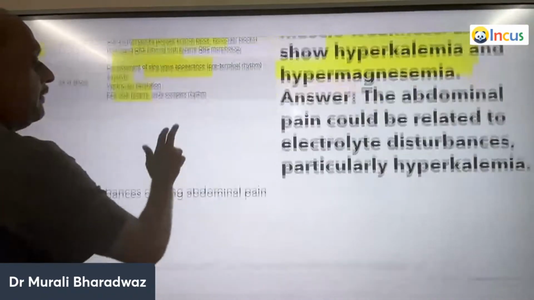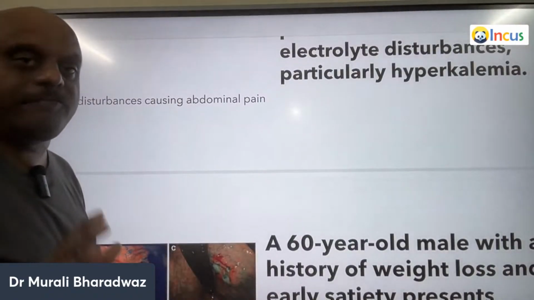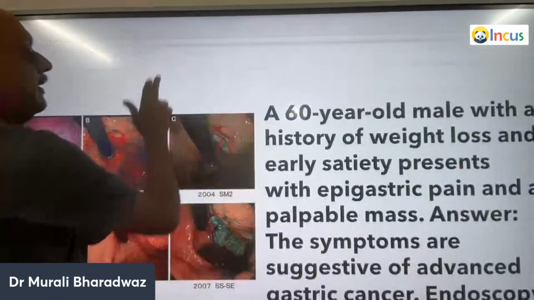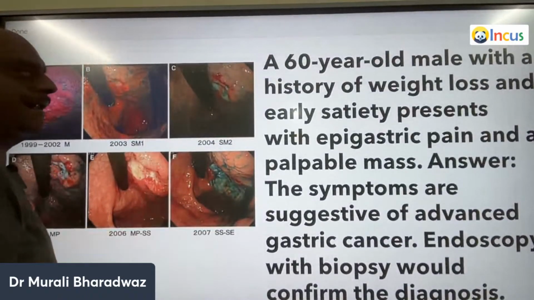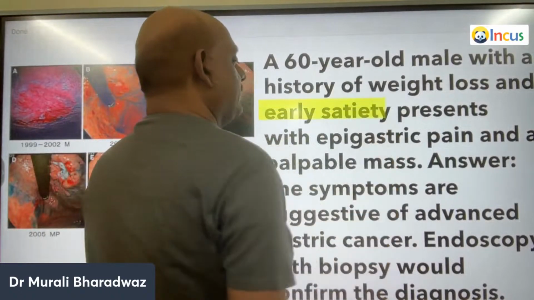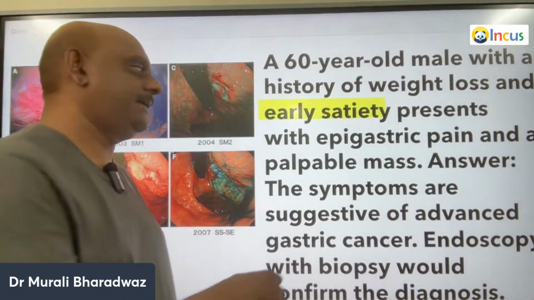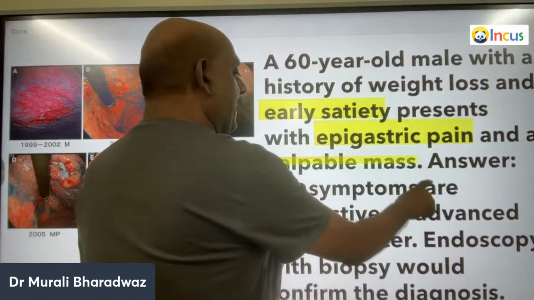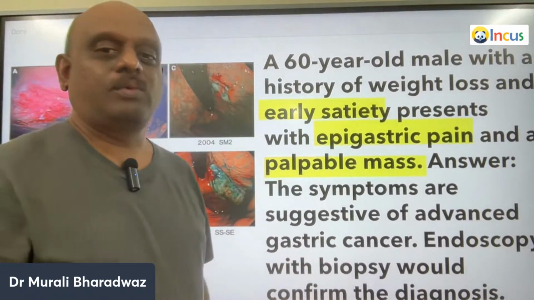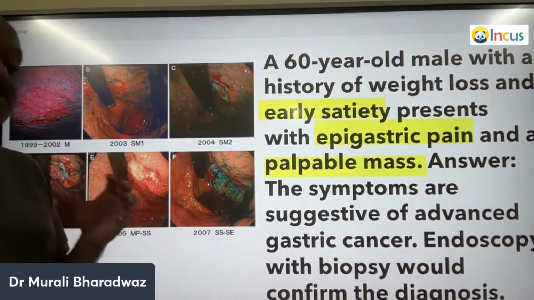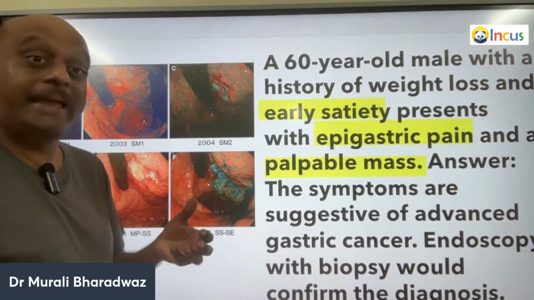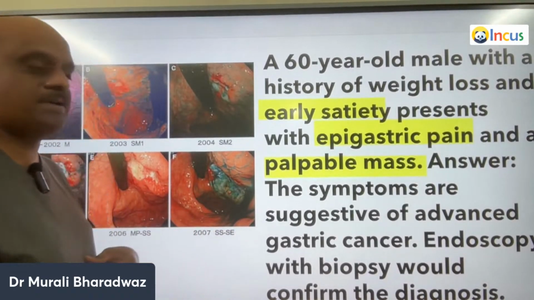Now, abdominal pain can be the presenting feature of hyperkalemia. That is the take home from this clinical case vignette. Now, a 60-year-old male with a history of weight loss, early satiety, presents with epigastric pain. There is also a palpable mass. So based on this, what is the most likely possibility in a 60-year-old man with a history of weight loss, early satiety, epigastric pain, palpable mass?